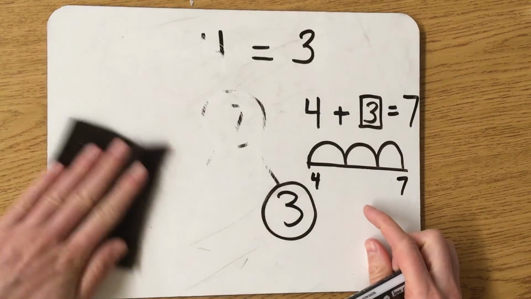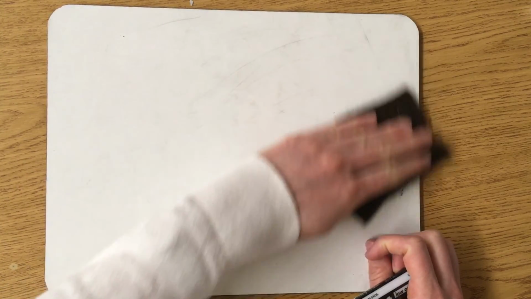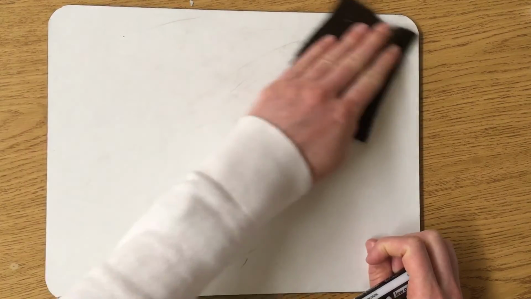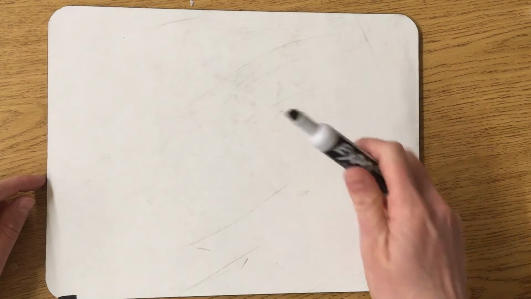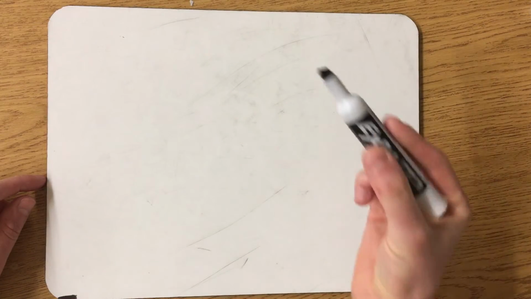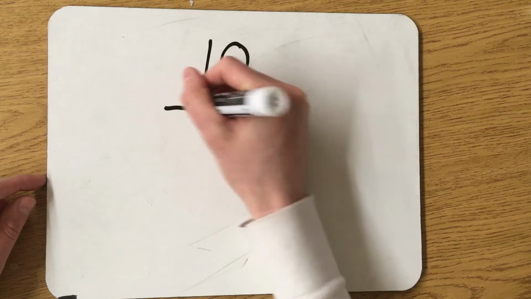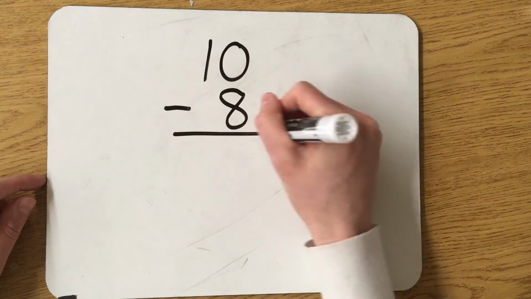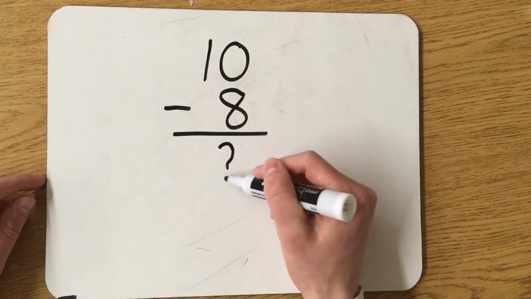Addition and subtraction equations are not always written horizontally. They don't always present themselves going across a page. Sometimes we write them up and down. Here's an example. 10 take away 8 equals, we're not sure.